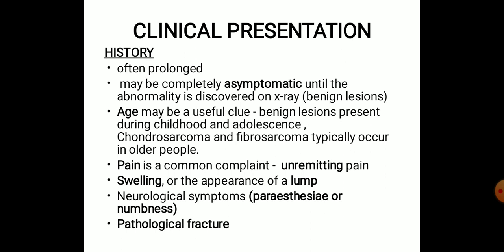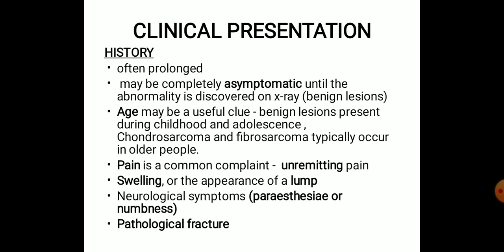Next one is pain. As we can see in most musculoskeletal conditions, pain is an indication of some pathology. But when it comes to cancer or tumor growth, the type of pain will be unremitting pain. So the pain will be continuous in nature. There won't be a particular aggravating factor or a relieving factor.